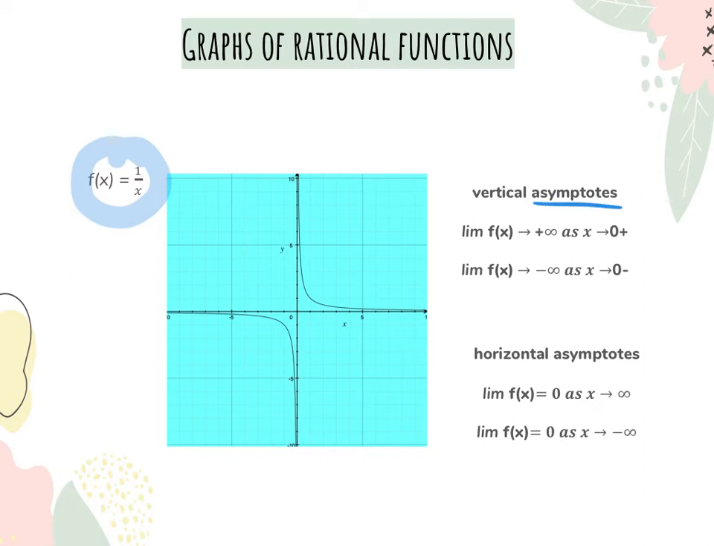Asymptotes occur where your graph would be undefined, and it's based on your domain. So if you remember domain restrictions, we said that a function's domain would have been all real numbers.